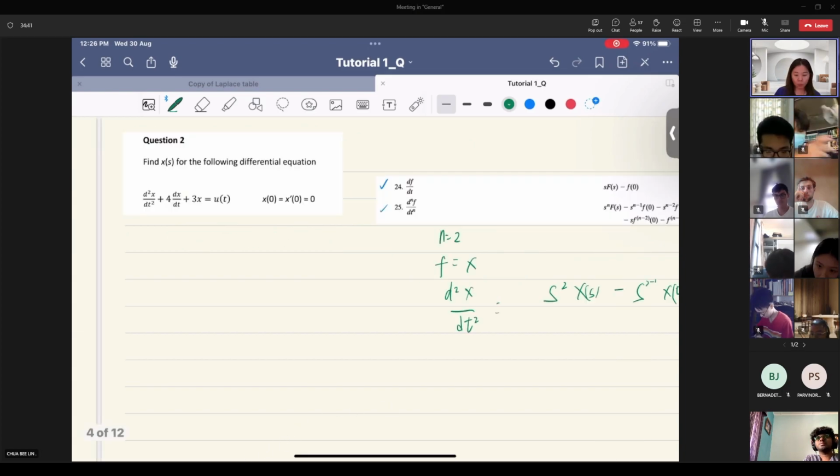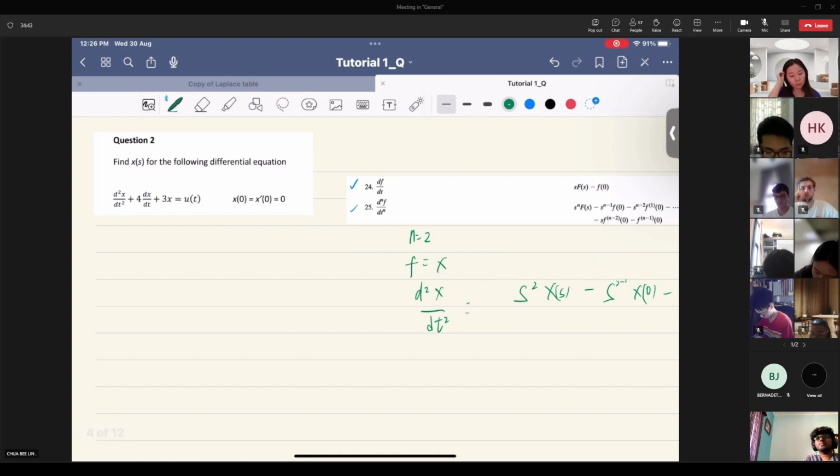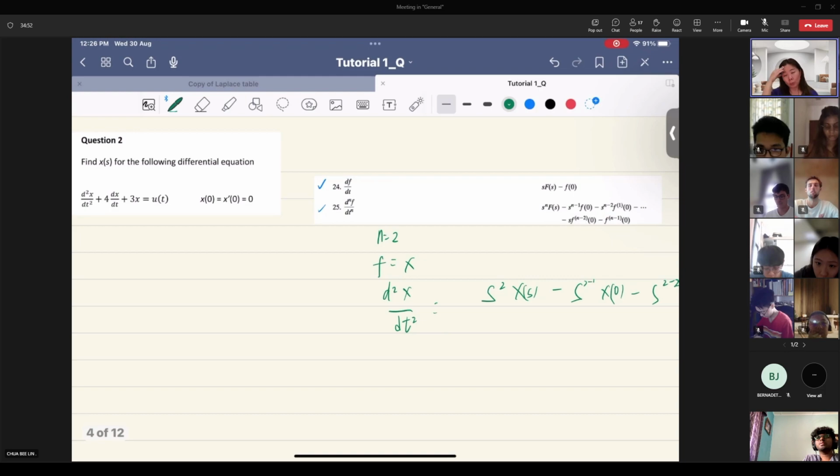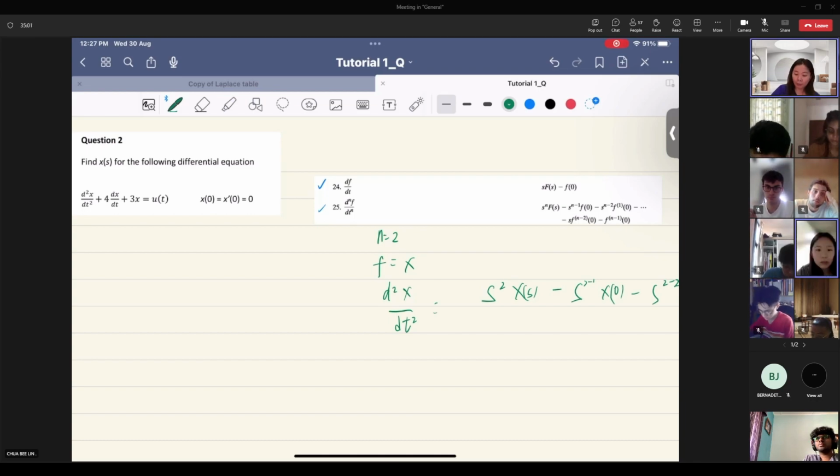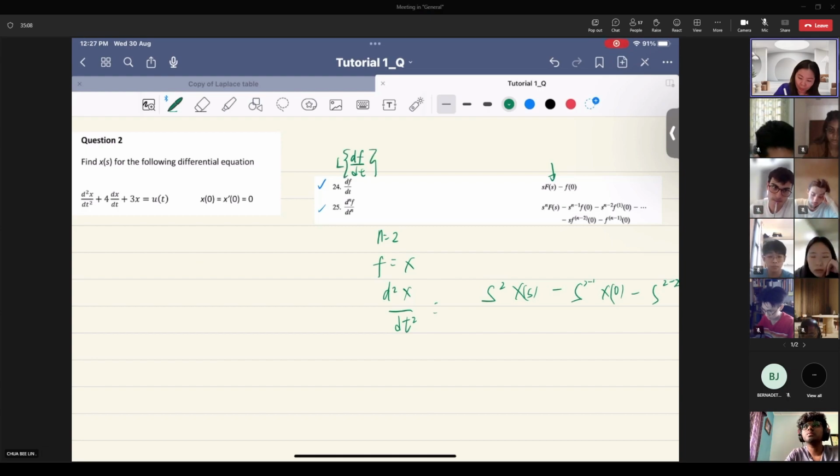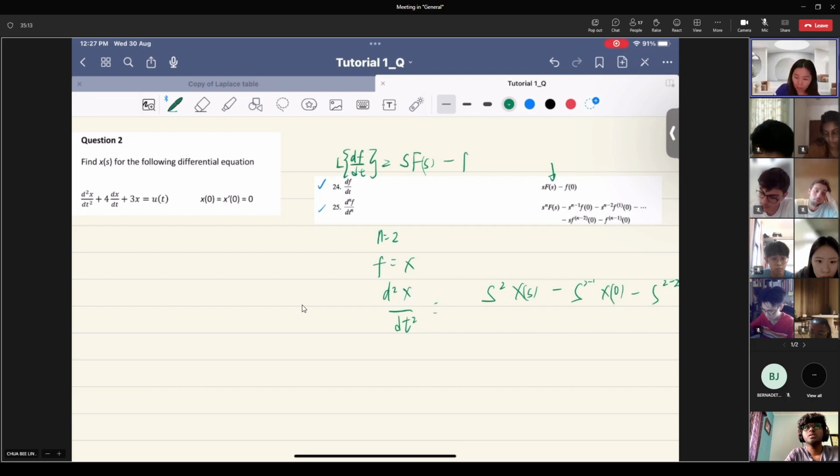Okay, so this is question 1. Question 2: when you want to Laplace transform a differential equation, the ones you need to focus on will be term 24 and 25. So you can copy and paste term 24 and 25. When you have the Laplace transform of df over dt, the direct conversion will give you the answer as sF(s) minus f(0).